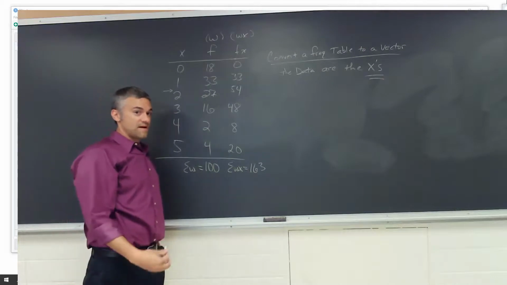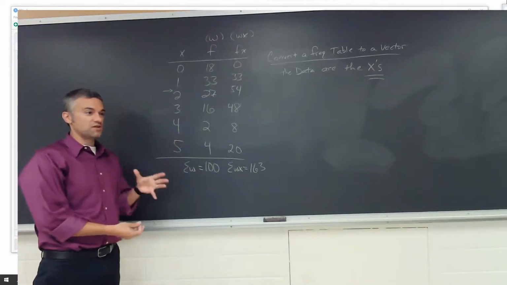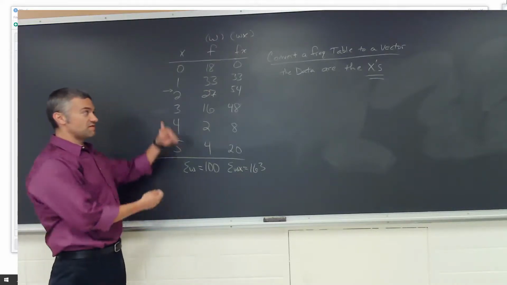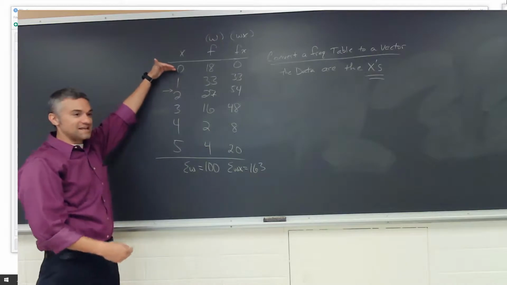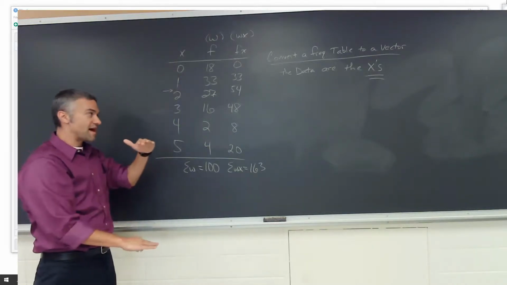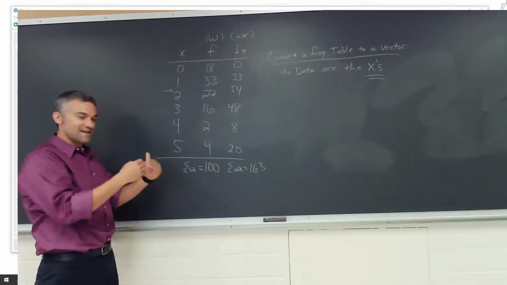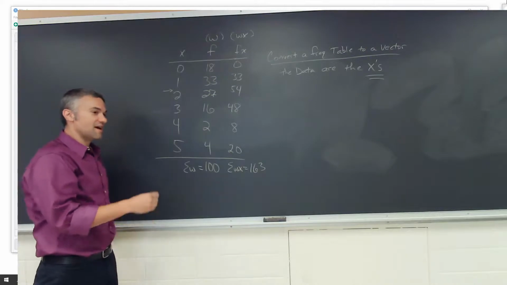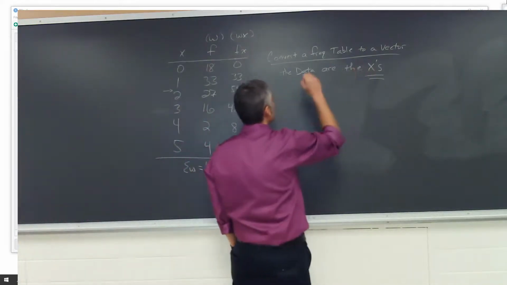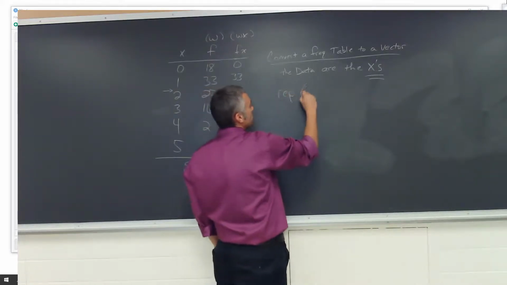So the way to think about this is that this frequency table was generated using the table function. And that table function basically took a vector where we had 18 zeros right in a row, and then 33 ones right after, and 27 twos right after that. And so on until we got to the end. How do we generate that? Well, once we know that the data are x's, then we can use something called the rep function.